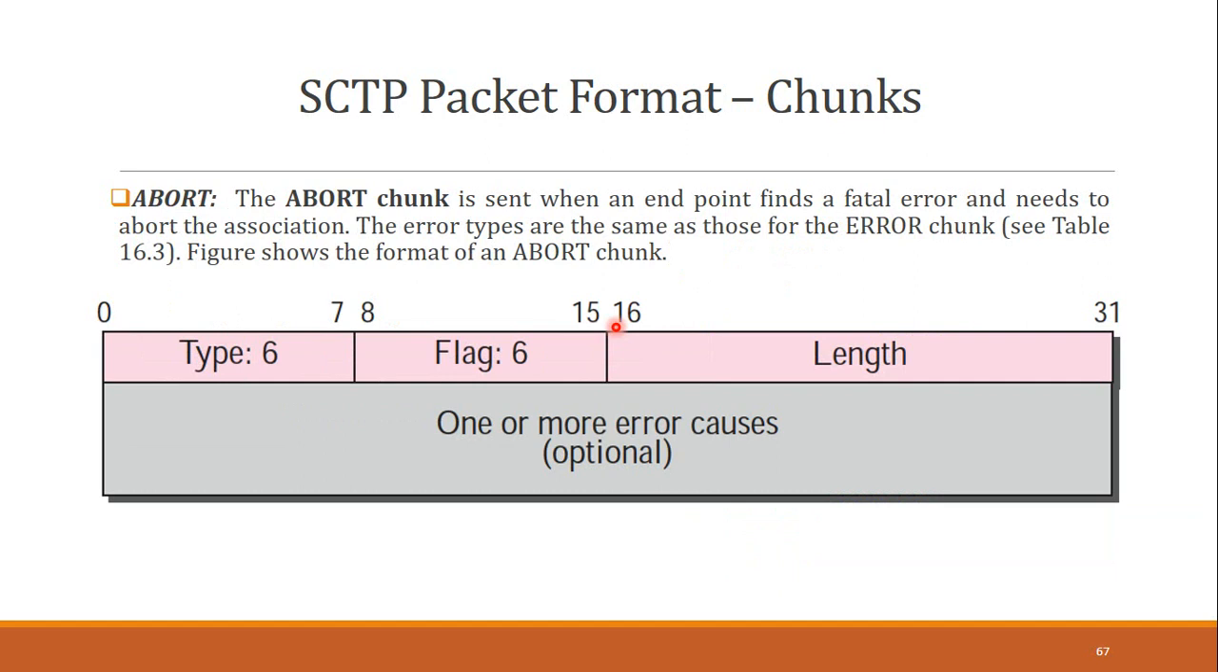The abort chunk is sent when an endpoint finds a fatal error and needs to abort the association or the connection. The error types are the same as those for the error chunk. The figure over here shows the format of an abort chunk. So this was all for the topic of data packets and the segments of an SCTP packet format, which includes your data header and your chunks.